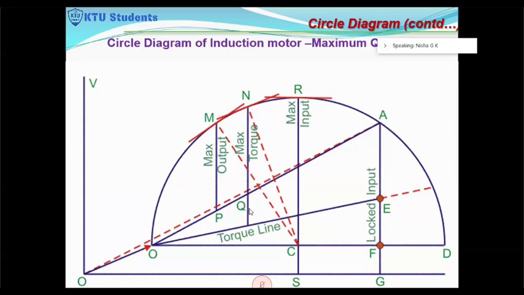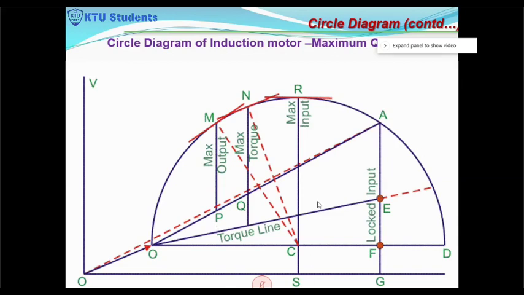And similarly, the output power line will be there. To get the maximum output, draw a line parallel to this OA that will be tangential to the circle. In a similar way, from the center C, draw a line perpendicular to the output line and extend it to meet at this point. Then draw a vertical line to the output line. You will get the maximum output.